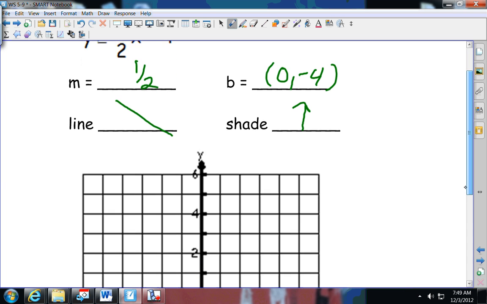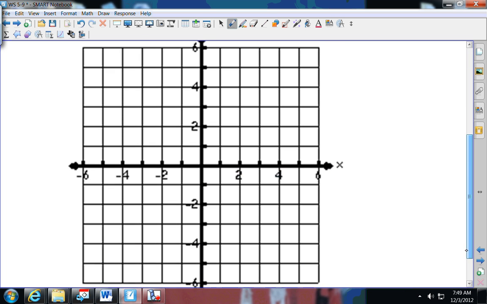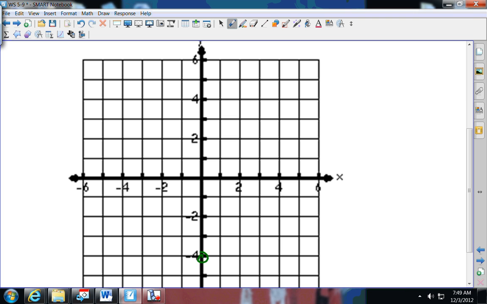So let's go and graph our line. What do I have? (0, -4). Okay, (0, -4) is where I start. My slope is 1/2. It is positive, so it's going to tell me to go up 1 to the right 2. So I start here. I go up 1 to the right 2 and put a dot. Up 1 to the right 2, put a dot. Up 1 to the right 2 and put a dot. Down 1 to the left 2.